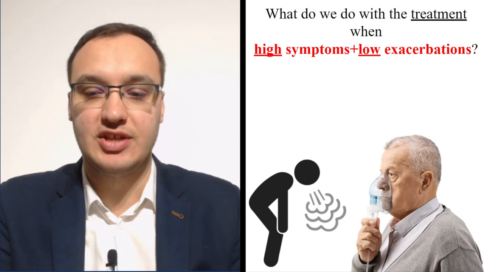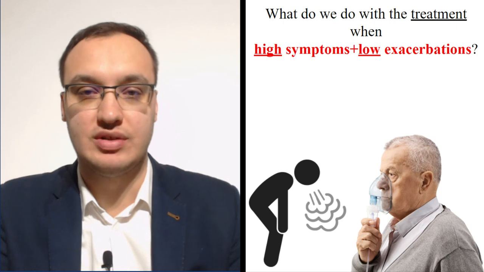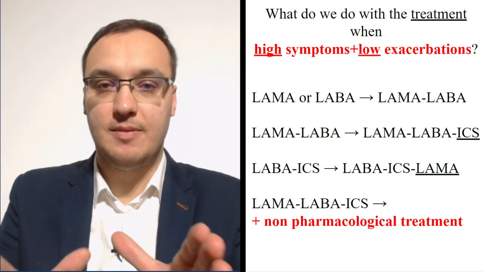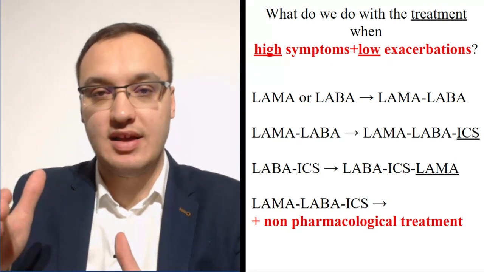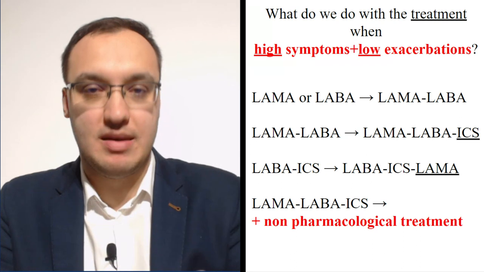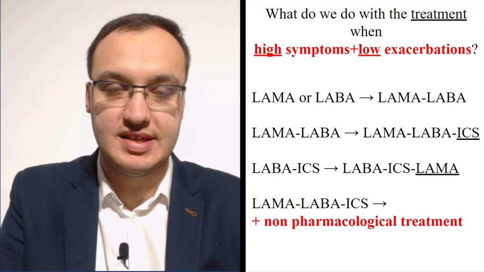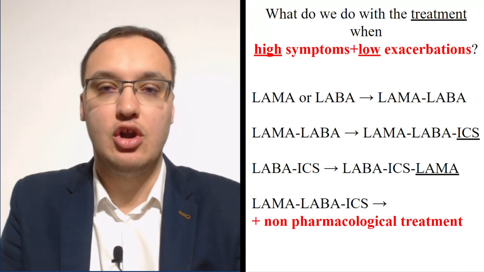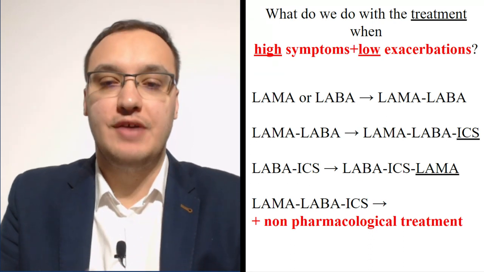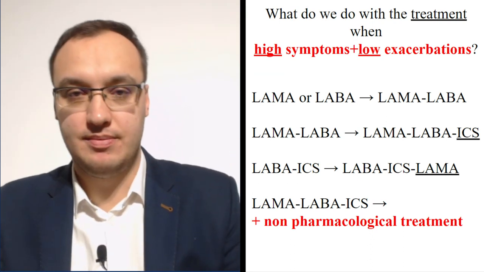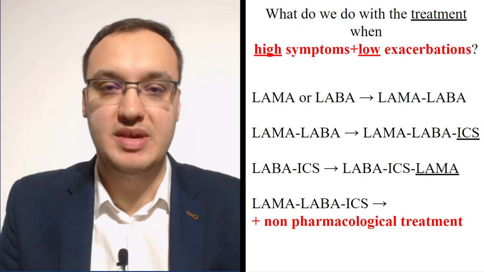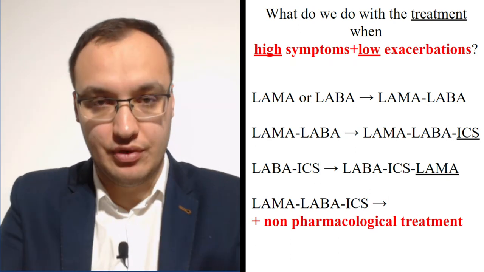What about the other patient, which is high symptoms and low exacerbation? This is patient B. In this case, we will use an adding strategy. The first thing that says here is LAMA or LABA. Look at the video on stable disease, then you will understand what LAMA and LABA stand for: long-acting muscarinic antagonist or long-acting beta agonist. This is an acronym. If you take LAMA or if you take LABA, then you add, for example, if you take LAMA, then you just add LABA, which means it will be LAMA plus LABA together.